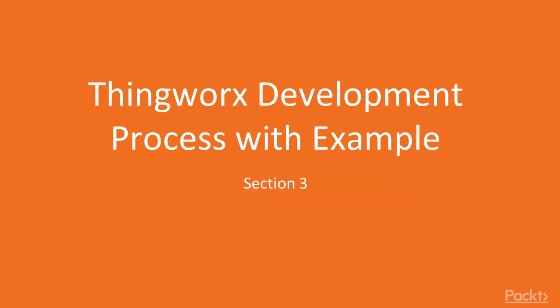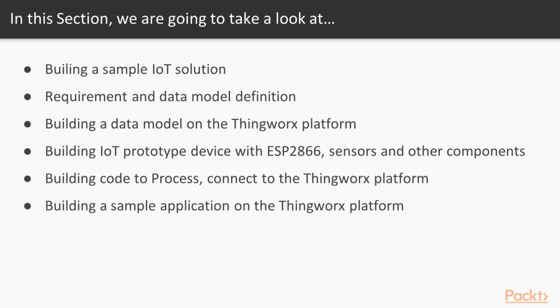Hello there. Welcome to Section 3, ThingWorx Development Process with Example. Let's take a look at what we're going to be doing in this section. First, we're going to take you through a sample IoT solution which you're going to be building in this section. Then we will take a look at some sample requirements, and then we will define your data model. Then you will take whatever you define and build this data model on the ThingWorx platform.